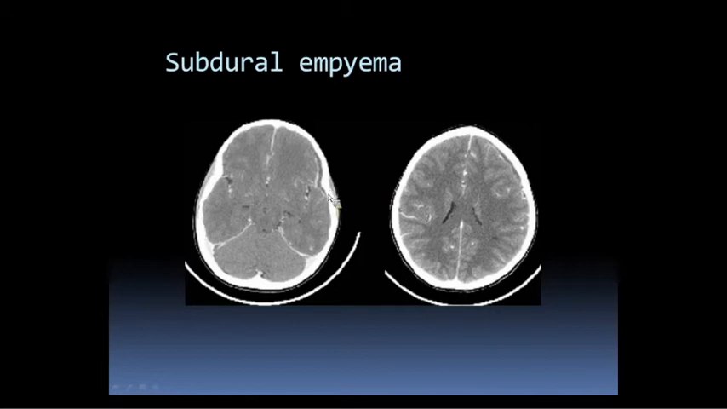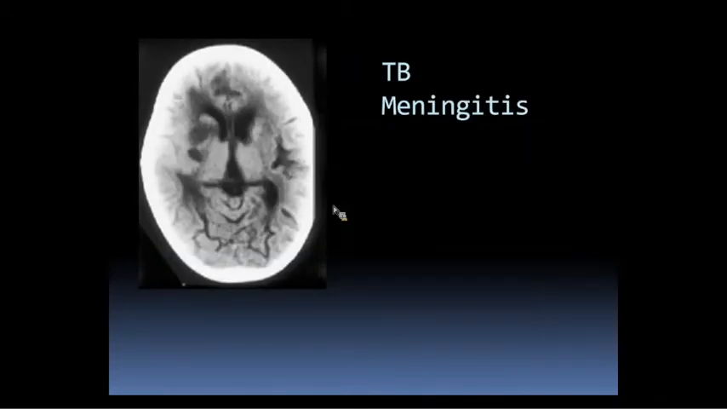So the hallmark finding is enhancement, thick enhancement along the walls of the collection, as opposed to a kind of sterile collection, which won't have that thick enhancement. So this was a child with TB meningitis, and he has infarcts in his basal ganglia. So why does he have infarcts there?